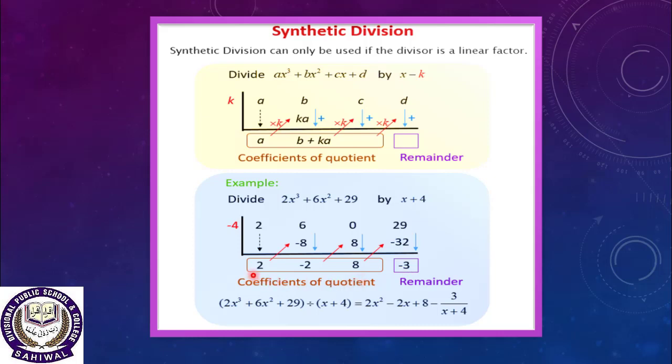The coefficients of the quotient are 2, minus 2 and 8. Since the quotient is 1 degree less than the given polynomial, 2 is the coefficient of x squared, minus 2 is the coefficient of x, and 8 is the constant term. We can write it as the quotient plus remainder over divisor.